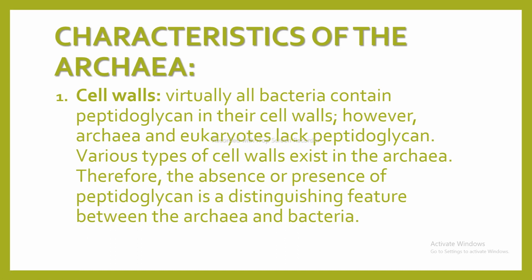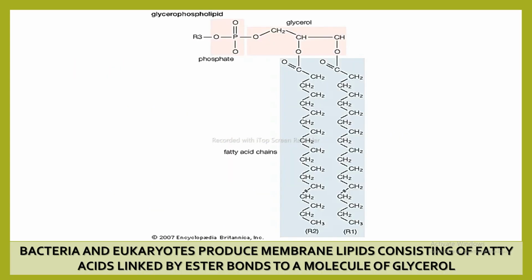So first characteristic is the cell wall. Virtually all bacteria contain peptidoglycan in their cell walls. However, archaea and eukaryotes lack peptidoglycan. Various types of cell walls exist in archaea. Therefore, the absence or presence of peptidoglycan is a distinguishing feature between archaea and bacteria.